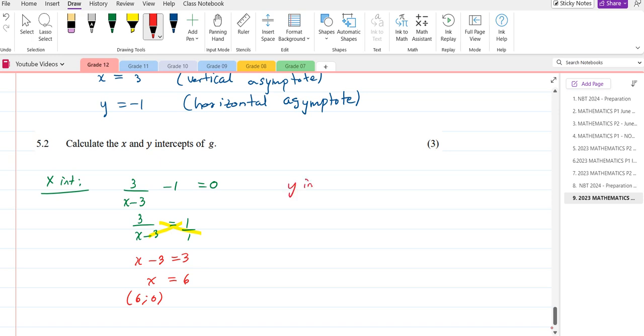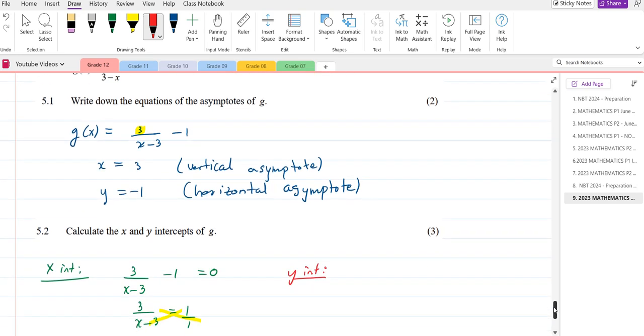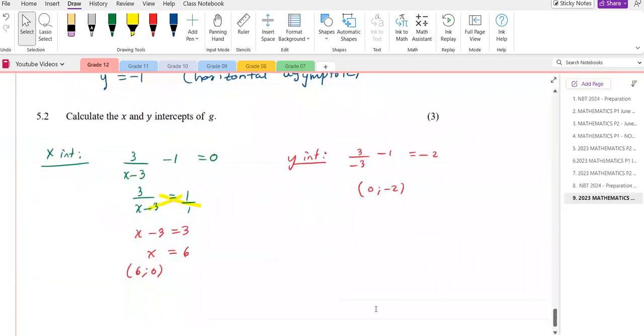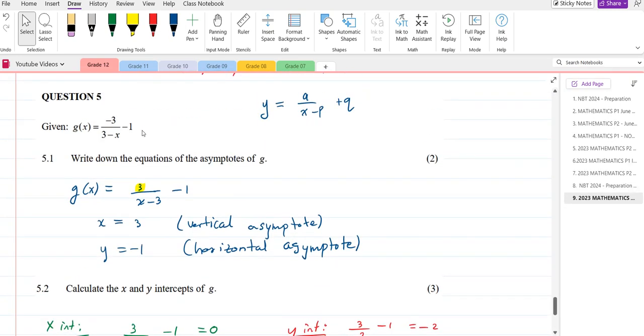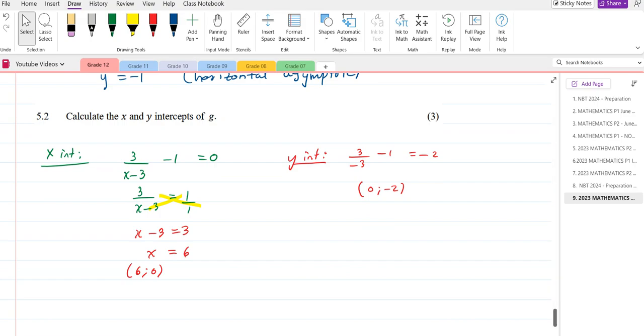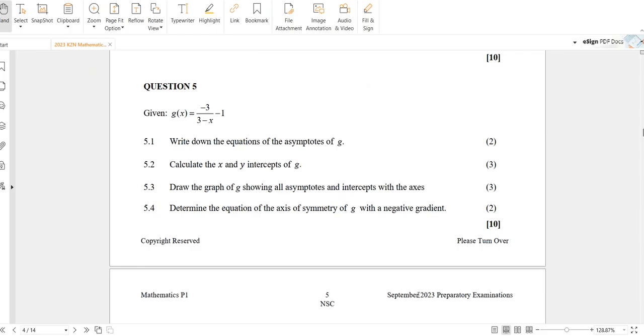And the y-intercept is very simple, because you are just making x equal to 0 here. If you make x equal to 0, you're going to get 3 over -3, minus 1. So minus 1 is minus 2. So what are the coordinates of the y-intercept? (0, -2). I hope you guys are understanding. I think probably we need to sketch the graph because there was so much work. Draw a graph, right?